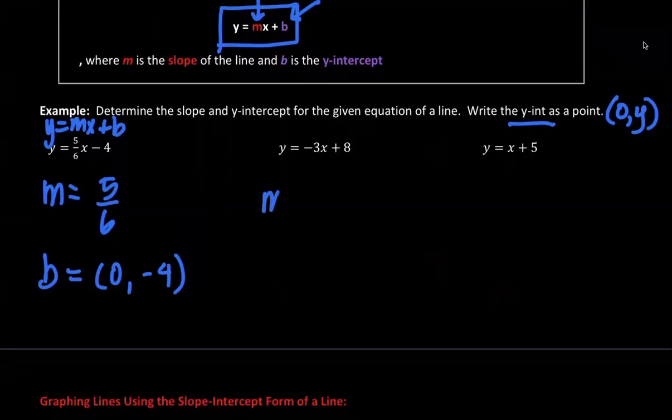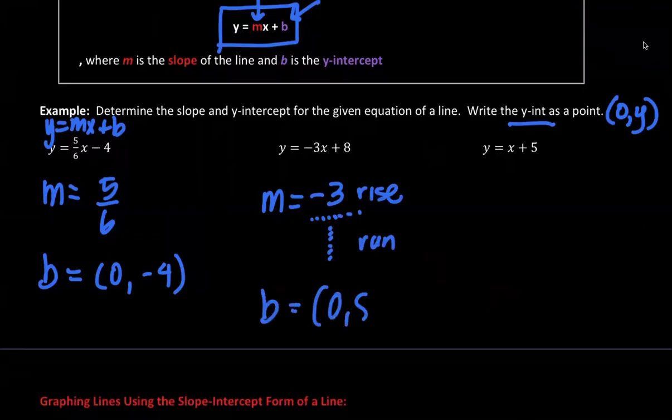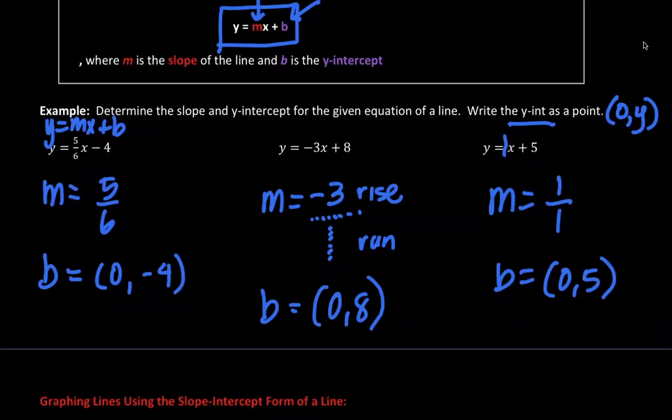So this one, the slope is -3. And I'm going to write that in fraction form because I want two numbers for that, a rise and a run. And the y-intercept would be (0, 8). And the next one, the slope is, there's nothing in front of that x, so it's understood to be 1. And I'm going to write it in fraction form, so 1/1. And the y-intercept would be (0, 5).